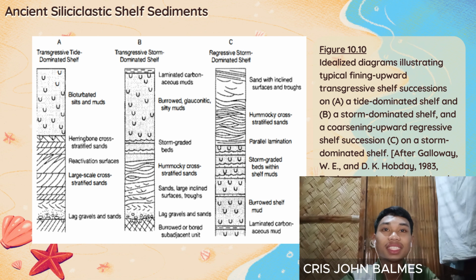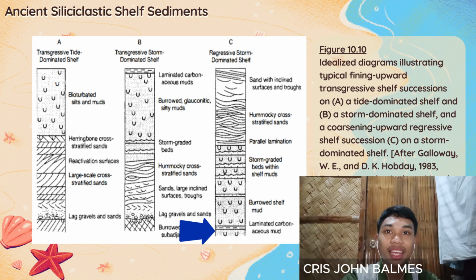Awesome, that's correct. Transgressive, whether it is tide-dominated or storm-dominated, produces a fining upward succession that starts with coarse lag gravel and sand, as you can see here, and ends with fine-grained muds like these bioturbated silts and muds on our transgressive tide-dominated shelf in Figure A, and the laminated carbonaceous muds and burrowed glauconitic silty muds in the transgressive storm-dominated shelf in Figure B. On the other hand, regressive shelves, as you can see here, produce a coarsening upward succession that begins with fine-grained muds and ends with coarse-grained sands.